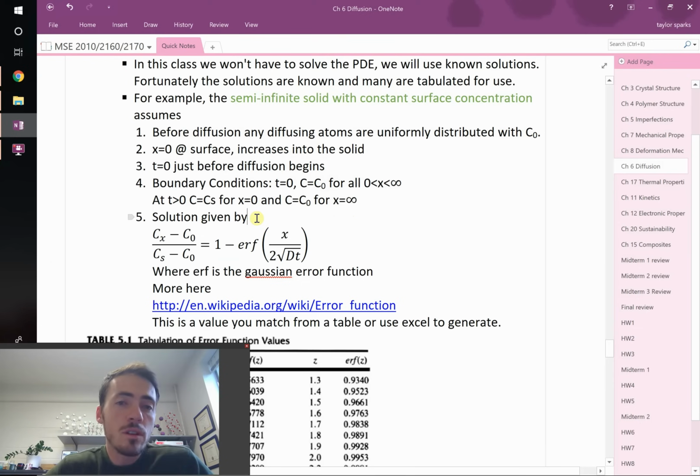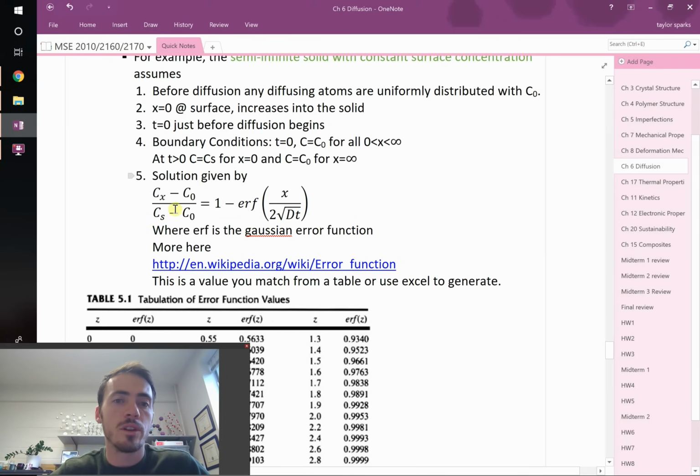You can solve it for other solutions, and you'll do so in PDEs, but in this class, this is the one we're going to use, and it's as follows. The concentration of your dopant at any position x, Cx, minus C0, divided by the concentration at the surface minus C0, will be equal to 1 minus the error function of x over 2 root Dt. So there's a lot there.